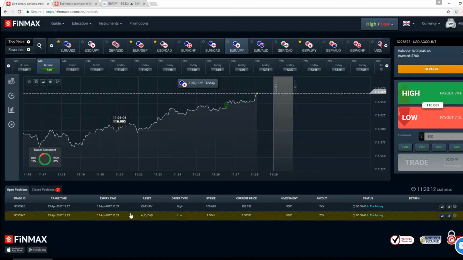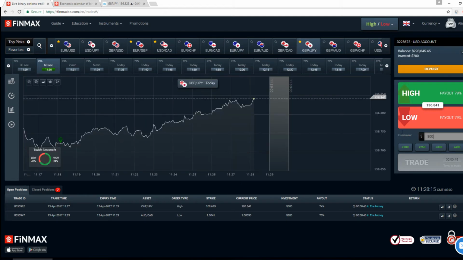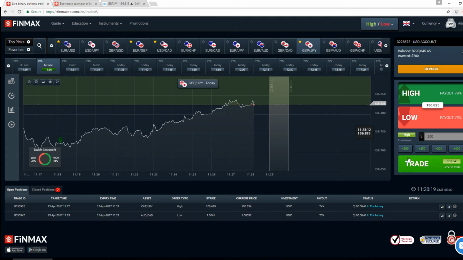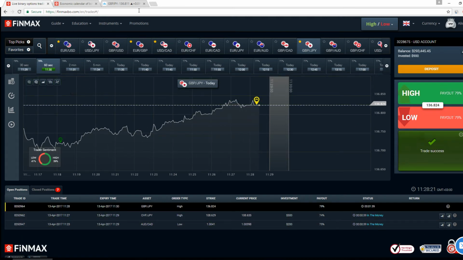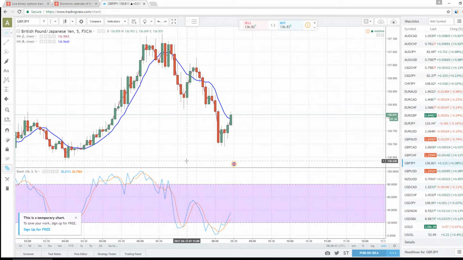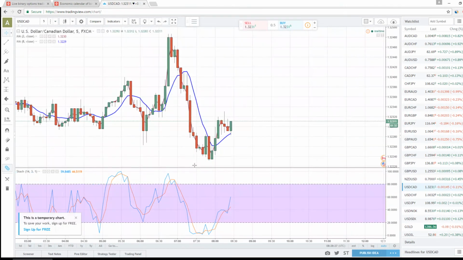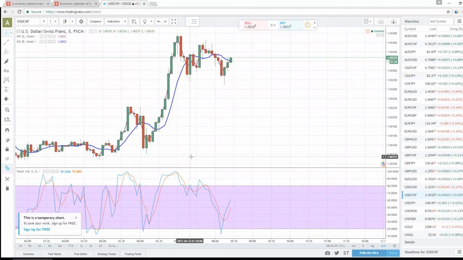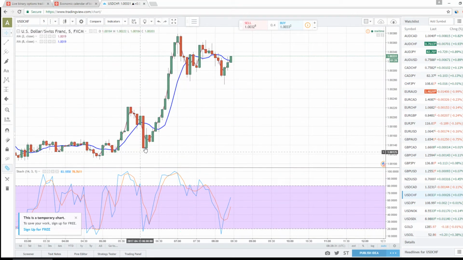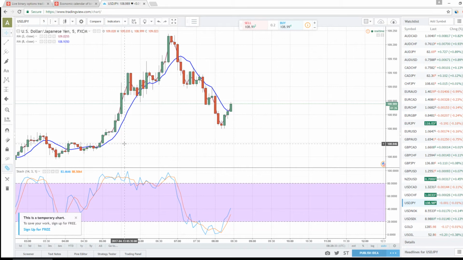British pound to Japanese yen. Also, I will enter for 1 minute for high. Well, pretty interesting situation. So I forecast the growth within like the next 5 minutes. So there is pretty high probability that the trade for 1 minute will also bring profit.